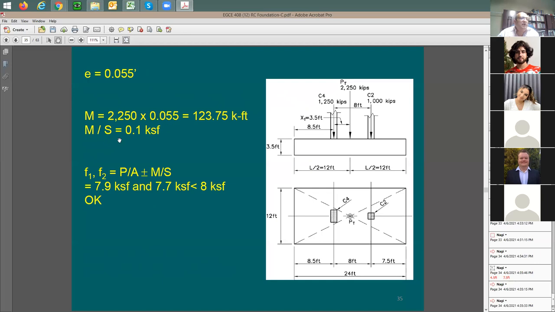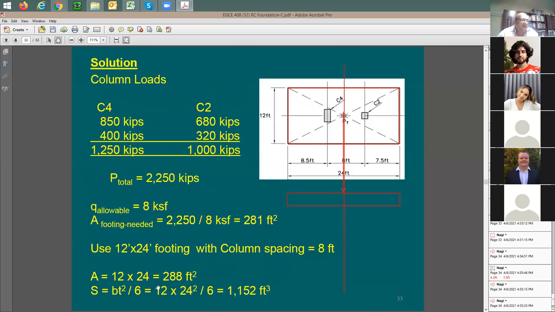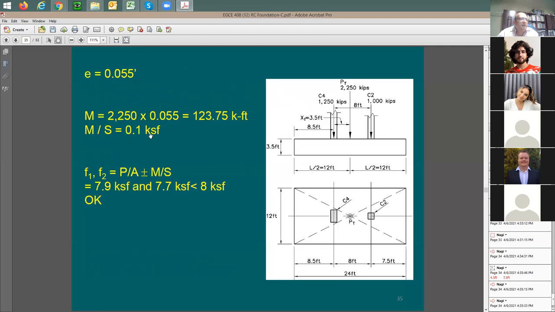When you do this, M over S is only 0.1 KSF. You're going to say which moment? I'm going to say this moment. Which S? You see this S that we did for this footing here. When you do here F1 and F2, no side of this footing is going to be uplifting. And one side is going to be 7.9 KSF. The other side is going to be 7.7 KSF, which is at that level, which is good.